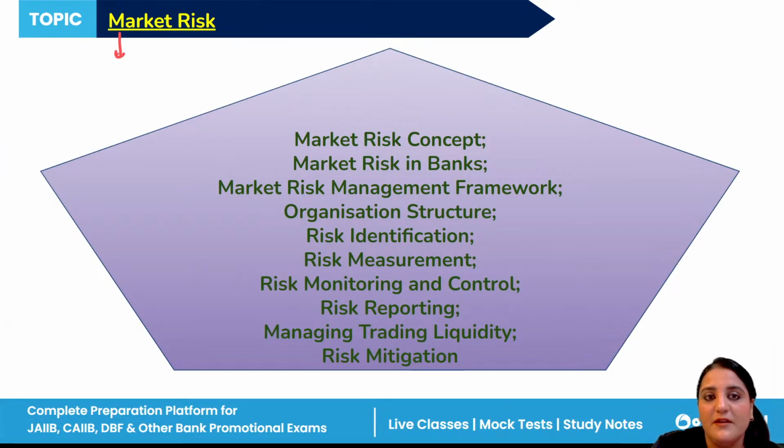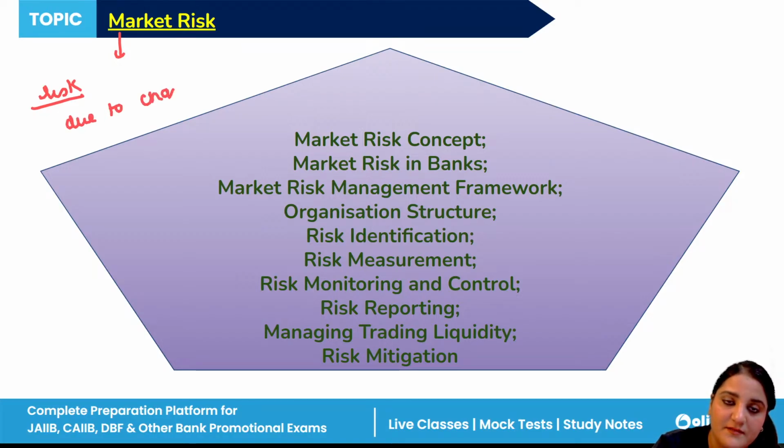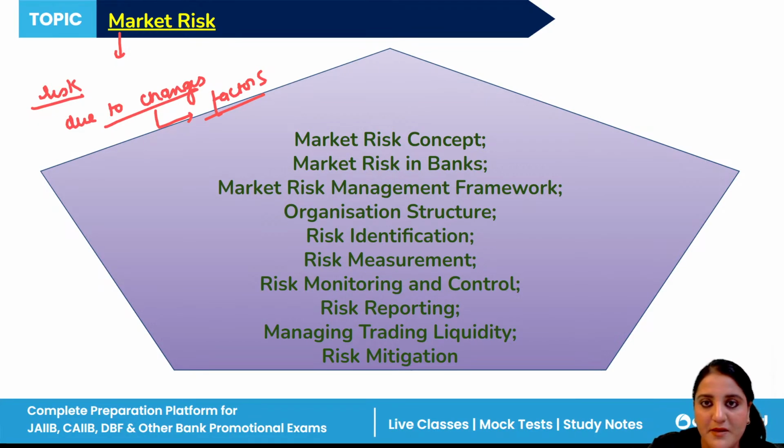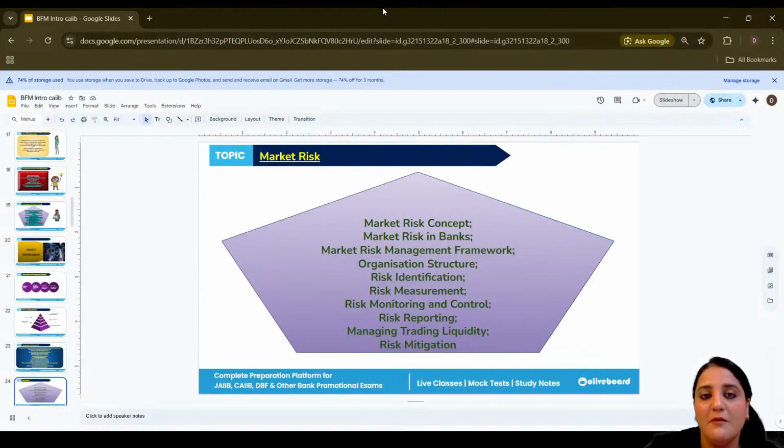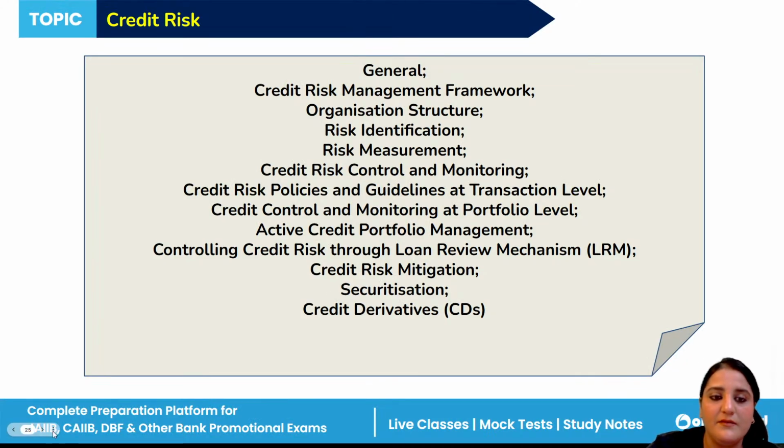Market risk means when the risk is there in the market for the banks due to changes in the factors of market. So how this market risk is manageable, what are the things, what is the structure, all these things we are going to learn in this market risk. Then we have credit risk. Credit risk is generally when the borrower is not able to pay back the bank the loan, the interest, the EMI amount, that is called the credit risk.